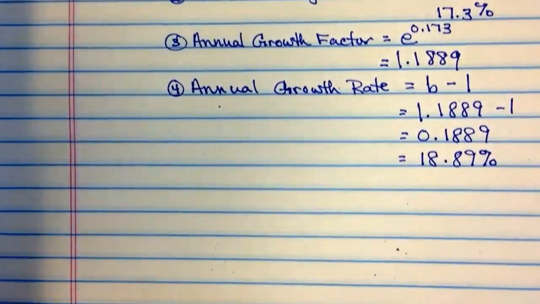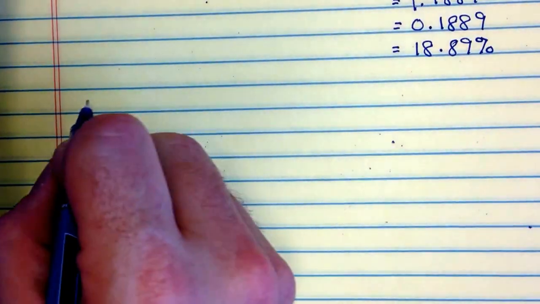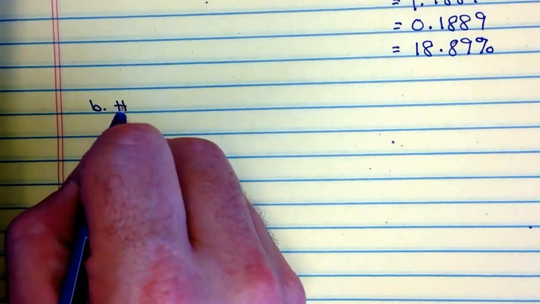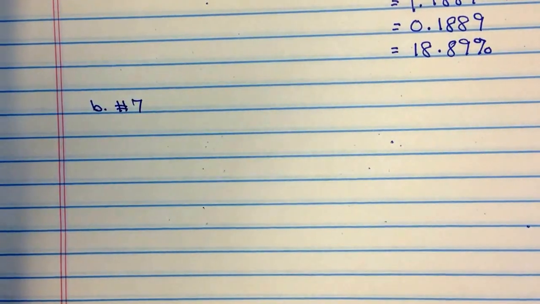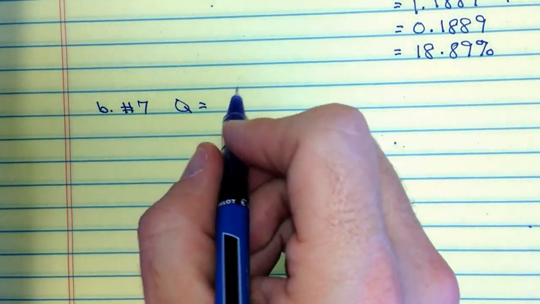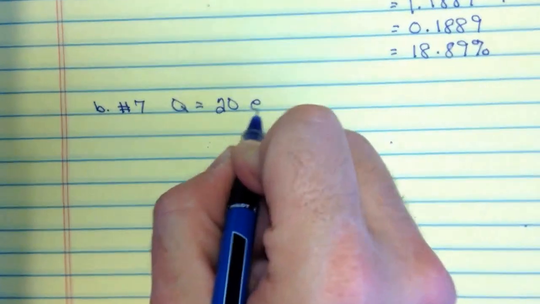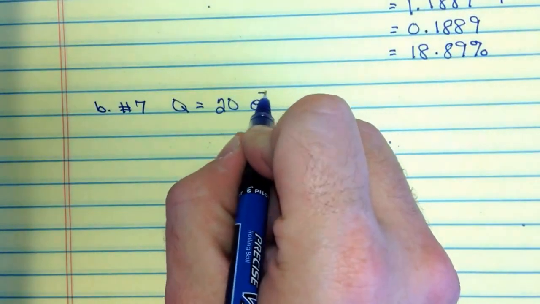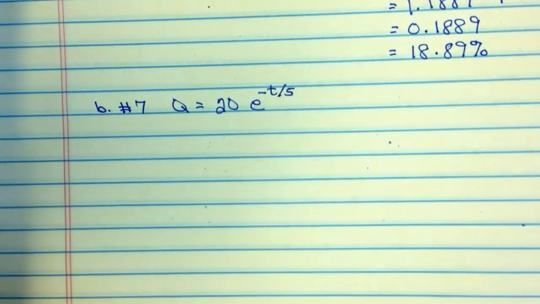All right, so now let's look at number 7 out of the text. Here you're given a function, Q equals 20 times e to the negative t divided by 5.